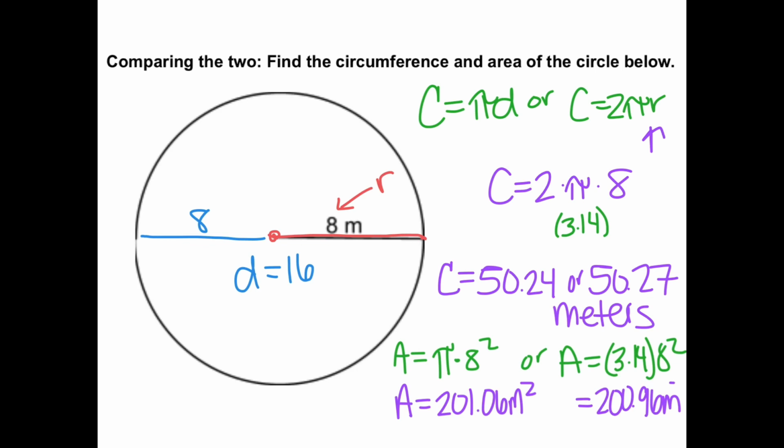Using 3.14, it is 200.96 meters squared. So just to compare, our circumference is the distance around. So if you were to walk around the circle, it would be a distance of just over 50 meters to get from here the whole way around back to here again. But the area is the space in the middle. So there's just over 200 square meters that can fit inside the circle. So that's why the numbers are different. It does make a difference if you are squaring the 8 or multiplying it by 2 when you are finding the circumference or area of the circle.